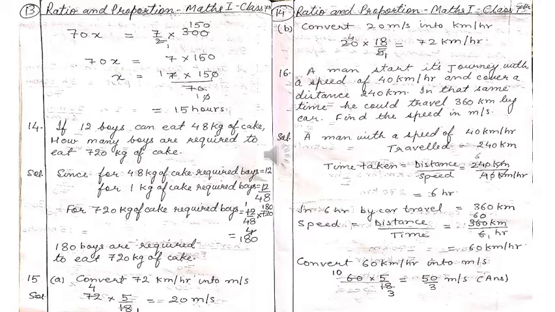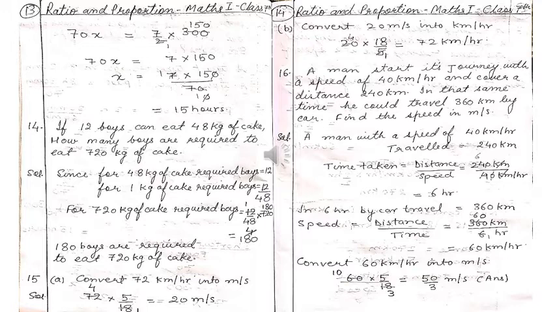Now convert 72 km per hour into meter per second. Very simple, as we have already discussed. You just simply have to multiply by 5 upon 18. You get the answer, 20 meter per second. Now convert 20 meter per second into kilometer per hour. You just have to multiply by 18 upon 5, and the answer is 72 km per hour.